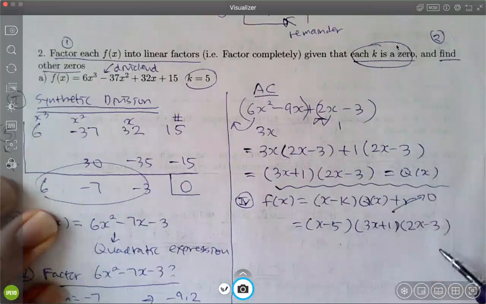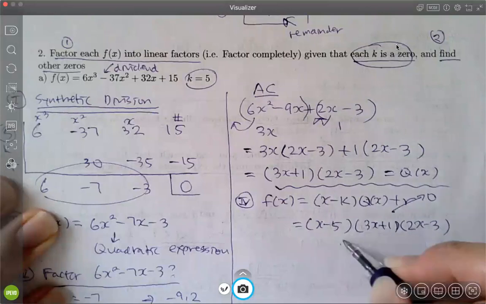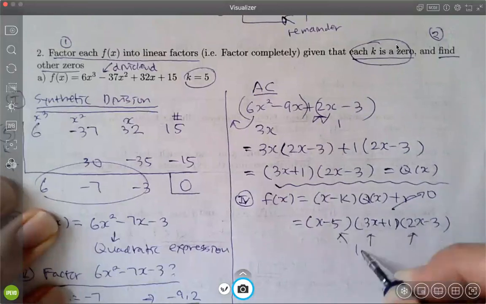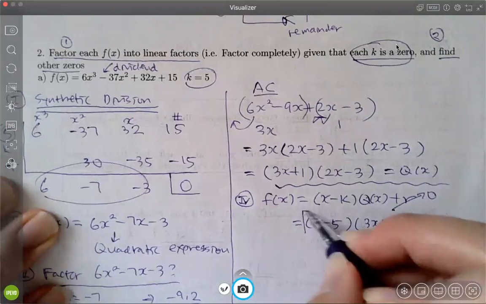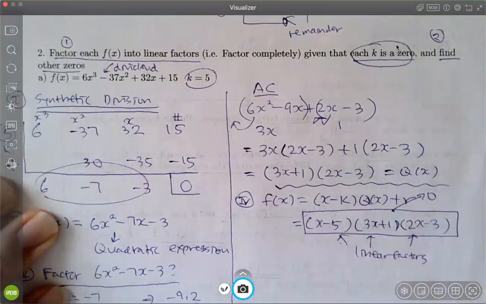And now, what do you notice here? Have we factored f of x into linear factors? Yes. Do you see that? Because each of these three is a linear factor, and there's no remainder at the end. So although we didn't mean to factor f of x, somehow we factored it. So that's the answer to the first part.